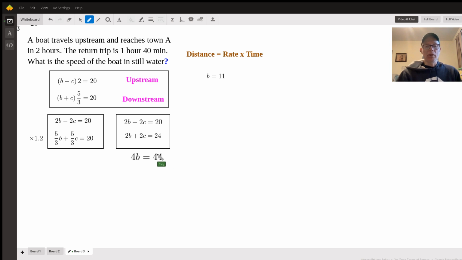So then we can simply divide by 4 and get our b, or boat speed, equaling 11, just like we got before. I should mention, don't forget in this method to multiply the 1.2 times the 20 also to get the 24.